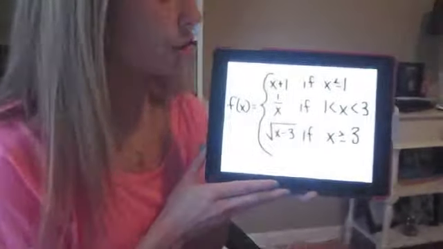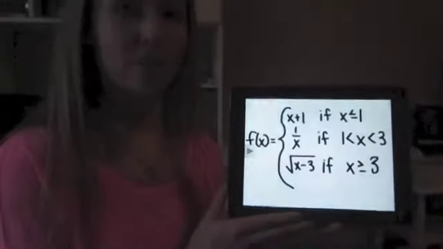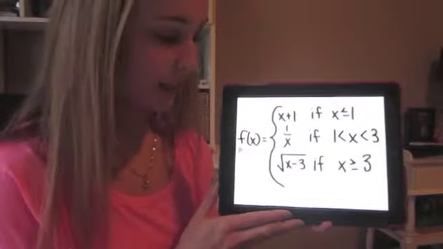Now class, you're going to try a piecewise defined function in a group of 2. You should find where this graph is discontinuous and continuous.